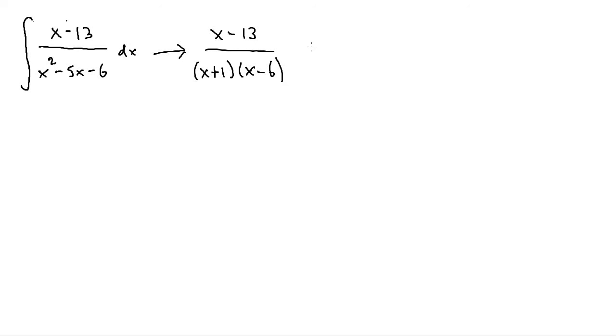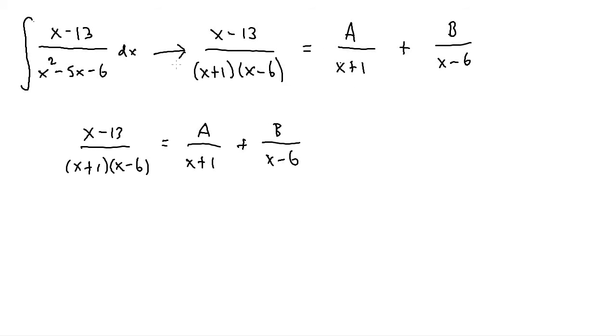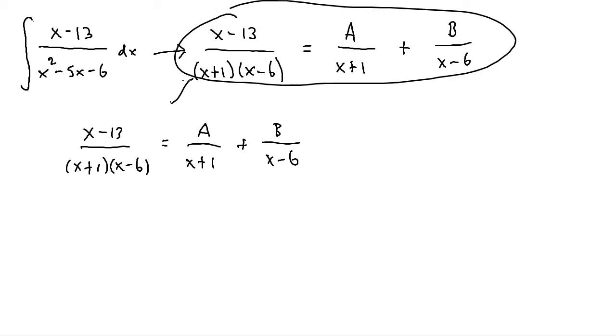So the first step is to set this equal to a constant a over one of the factors, so I put x plus 1, plus another constant b over the other factor, x minus 6. Because I know that by the time I decompose this fraction, it's going to be broken down into two smaller fractions. So I just rewrote this entire thing down here.